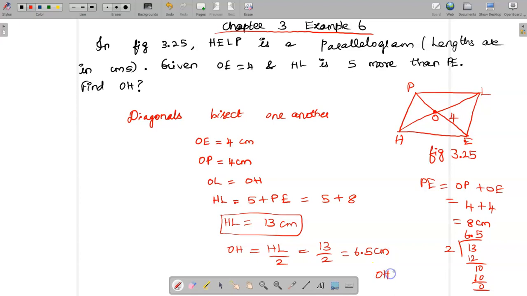So OH, which is also equal to OL, is equal to 6.5 centimeters. This is the final answer.